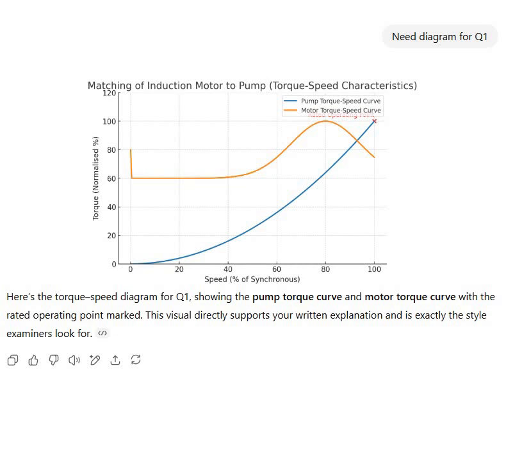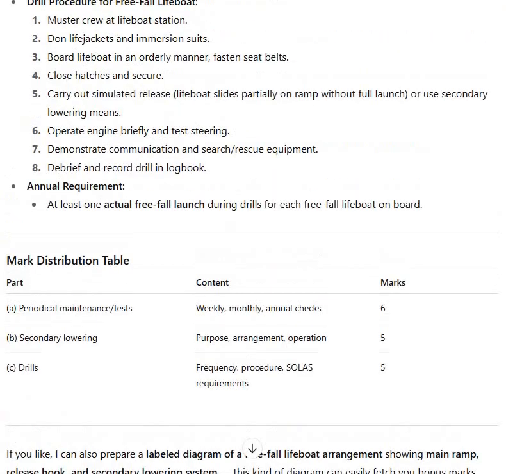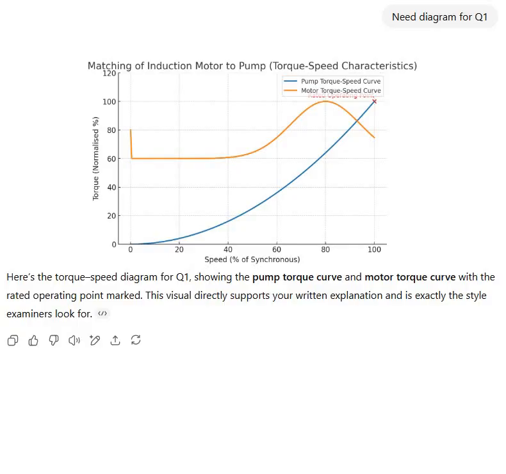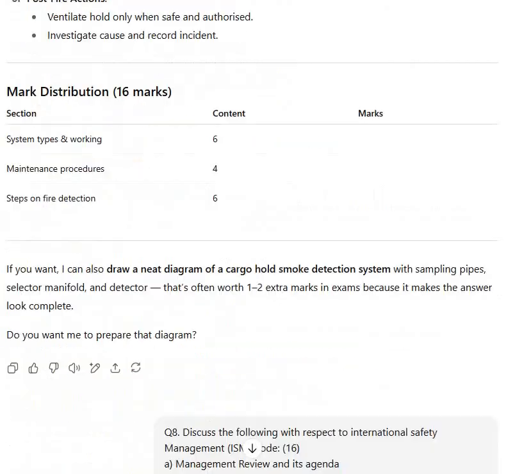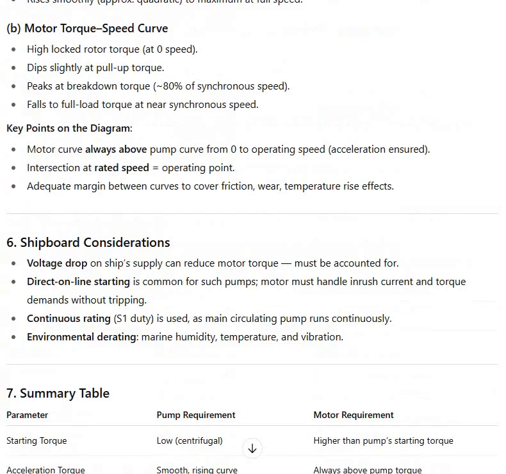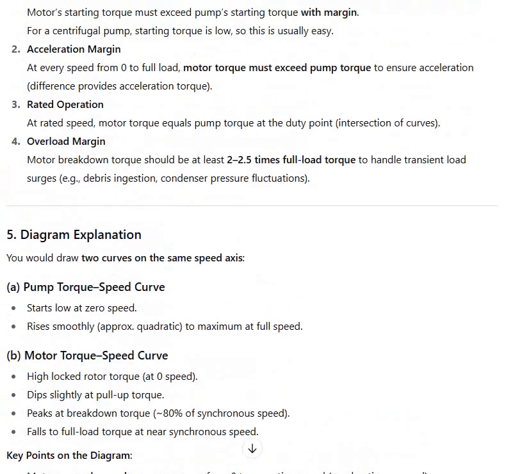Here the torque speed diagram shows the pump torque curve and the motor torque curve with the rated operating point marked. So the operating point is marked here, somewhere here on top, right? And this visually supports the written theory that we'll be putting forward.